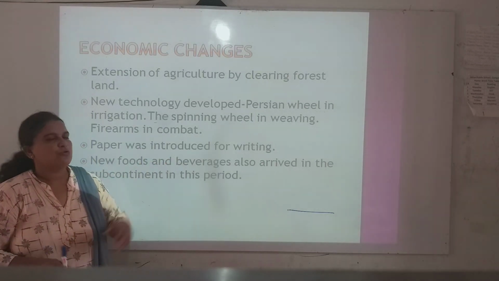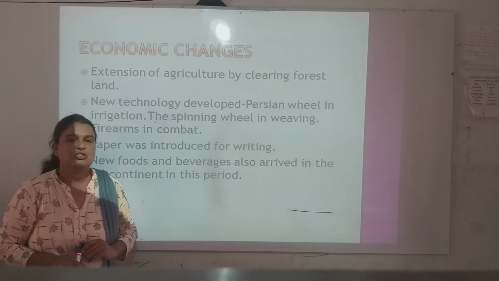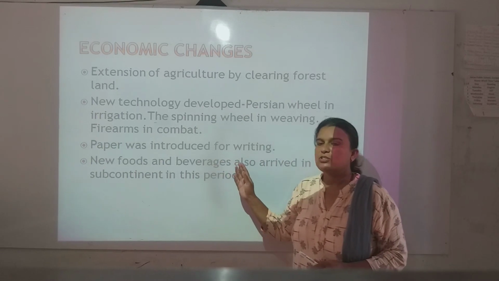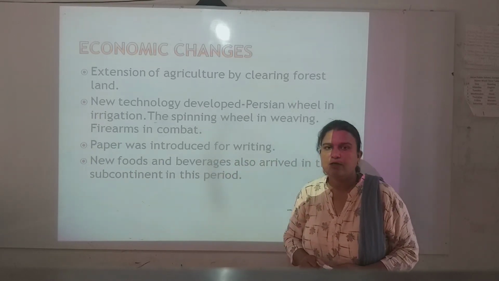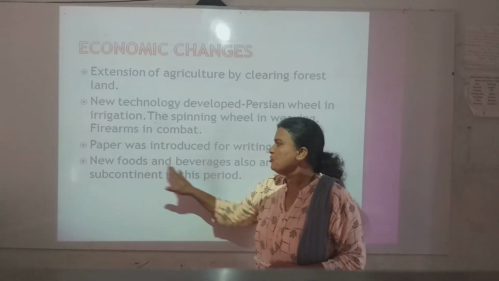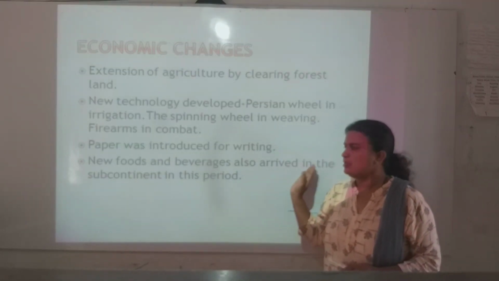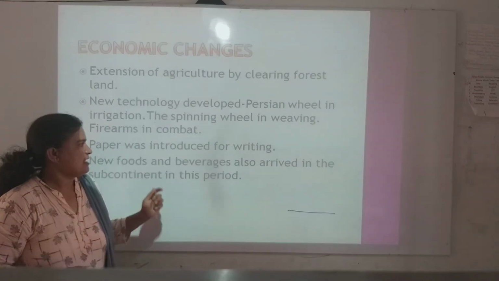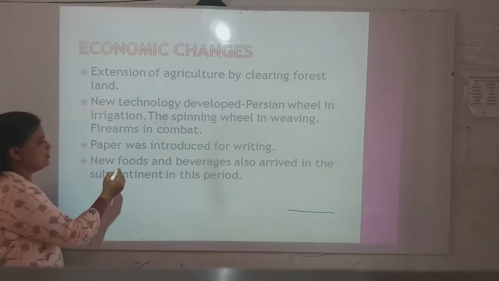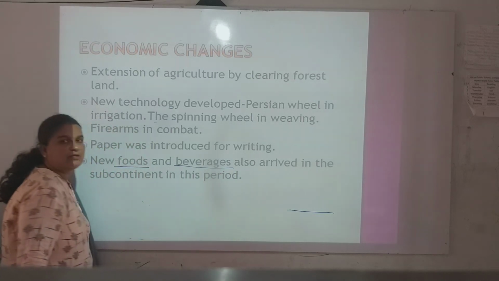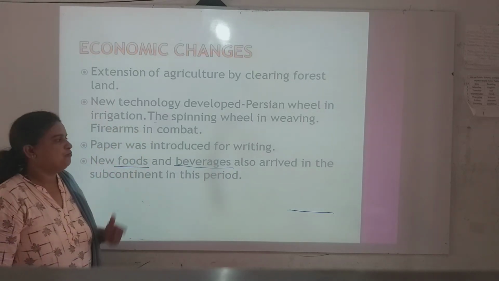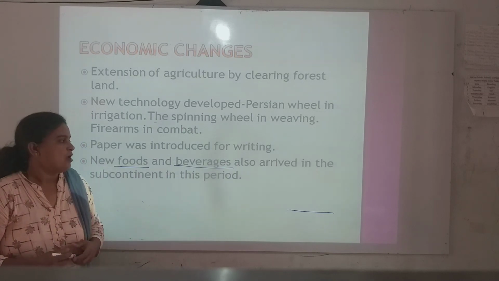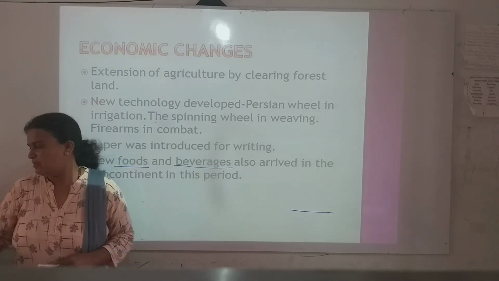Paper was introduced for writing. Paper was very cheaply available during this period, and because of that many books were written. New foods and beverages also arrived in the subcontinent in this period, various drinks like tea, coffee, etc. New foods like fruits as well as vegetables were also introduced during this period.